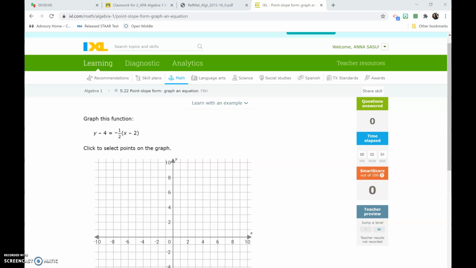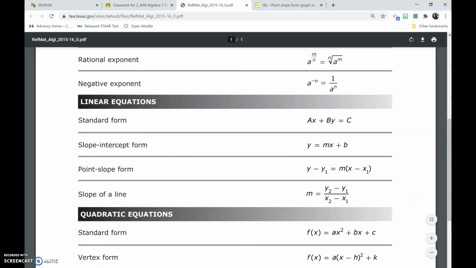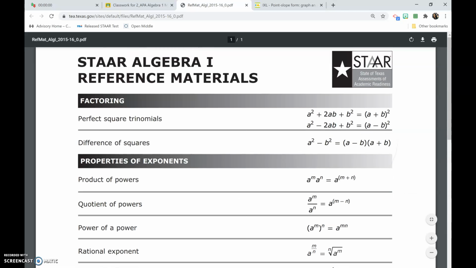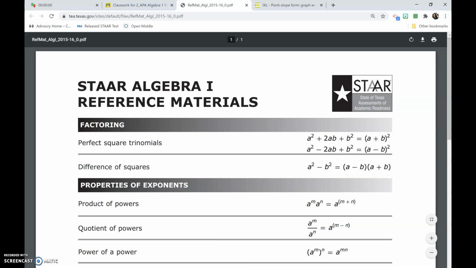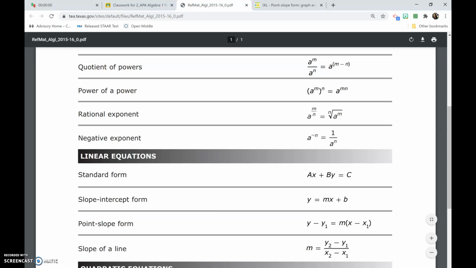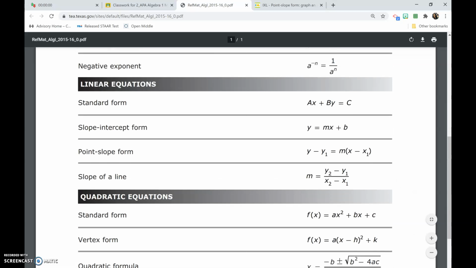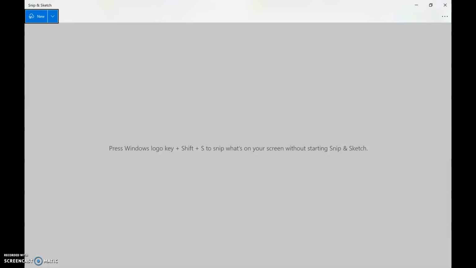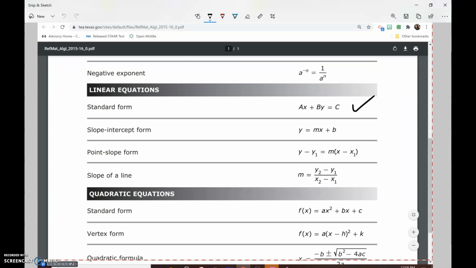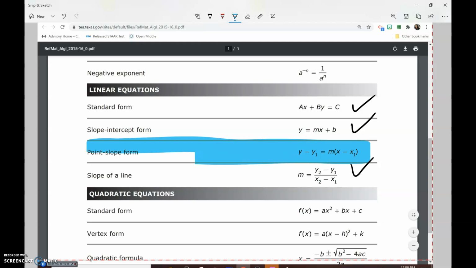All right, I'm going to go through a few examples for point slope form. If you look at our ninth grade formula sheet, which I put in Google Classroom, this is the formula sheet that we're going to be using for the STAR test. By the time you get to the end of the year, you're going to know all of these formulas, okay? Right now we're on linear functions, and so far we've seen standard form, slope-intercept form, and the slope of a line, okay? What's new is going to be point slope form, okay?